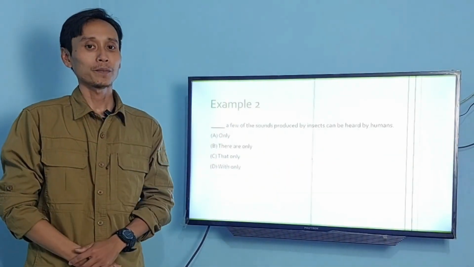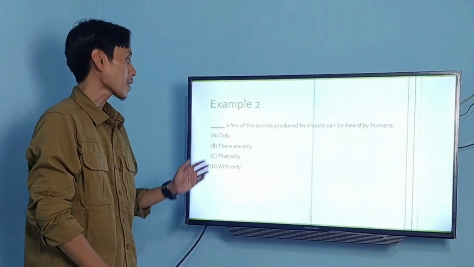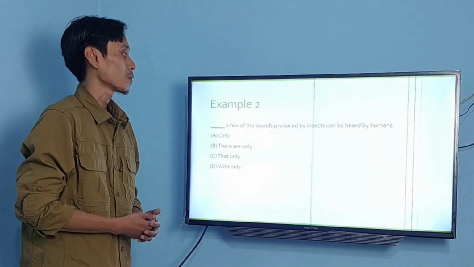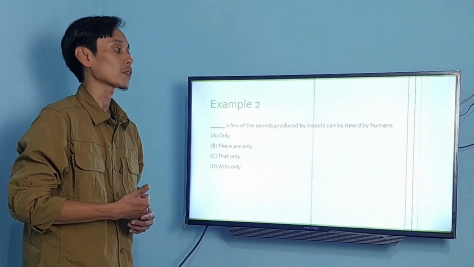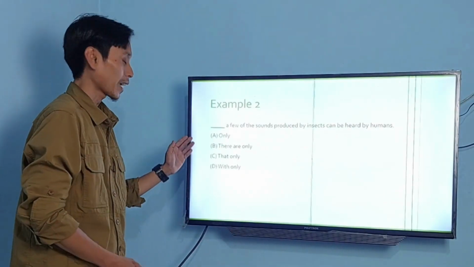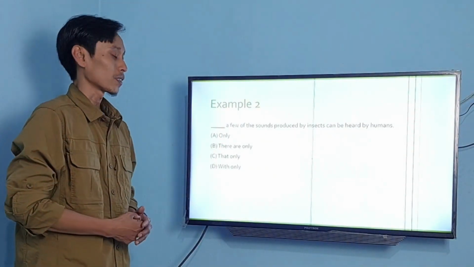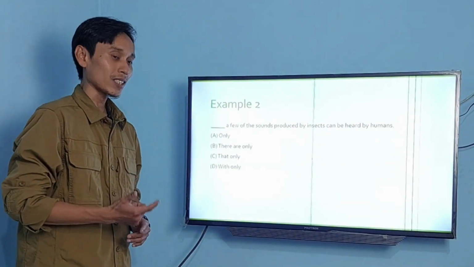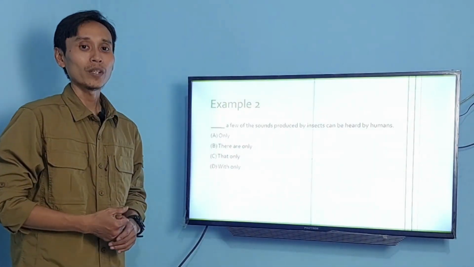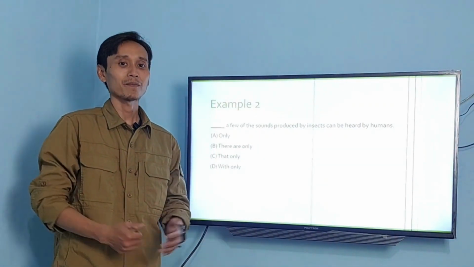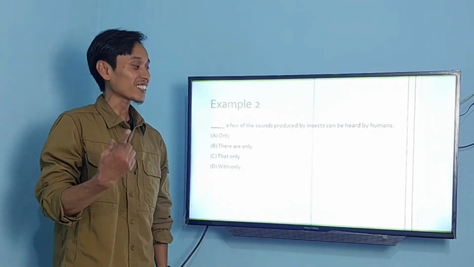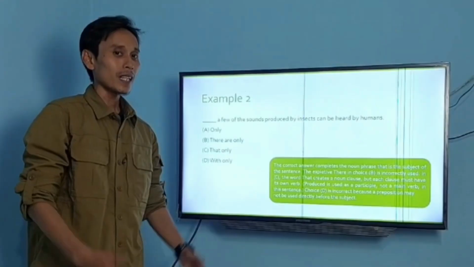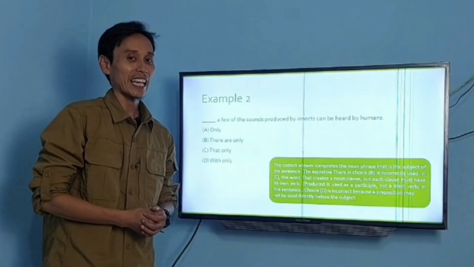Example number 2. "Blah blah blah, a few of the songs produced by insects can be heard by humans." A, only. B, there are only. C, that's only. D, with only. Which one is the correct answer? Yes, that's right. The answer is A.